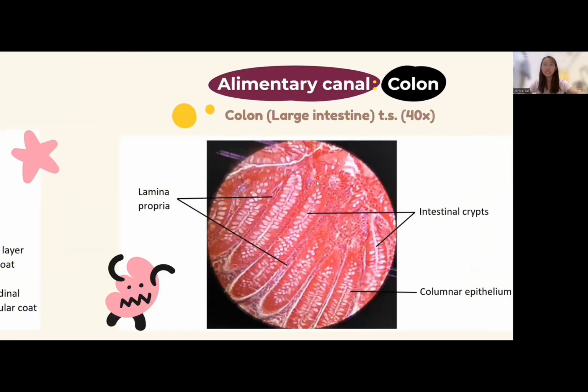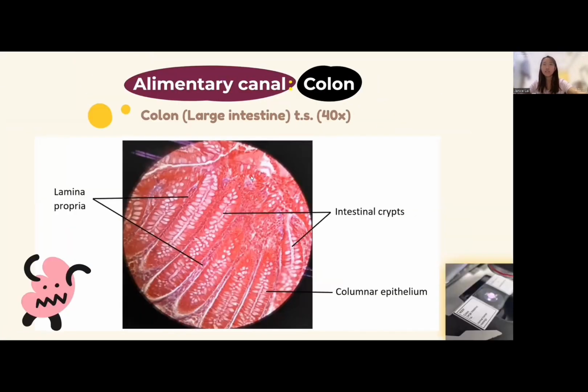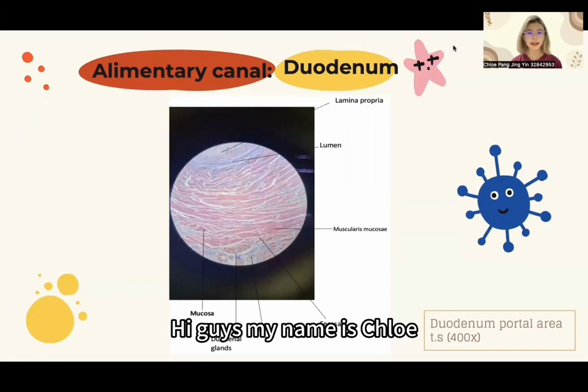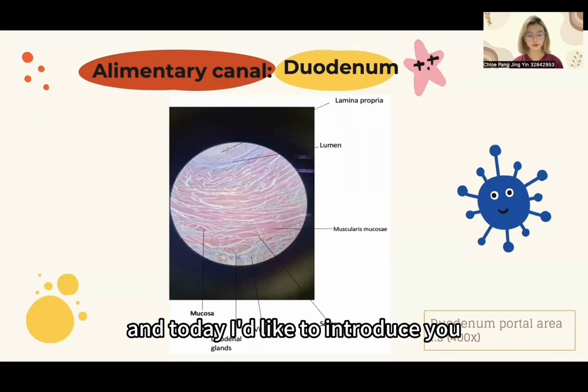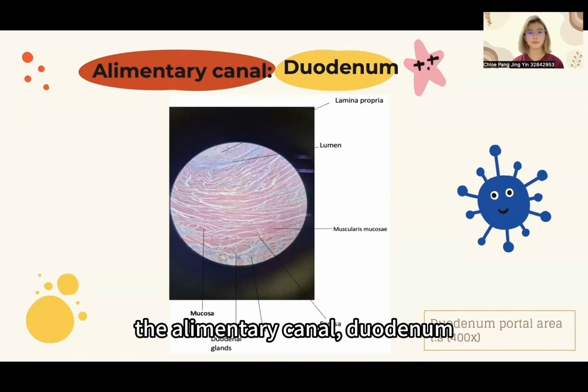Next, I will show you this slide under the microscope with a magnification of 40 times. As you can see, the white color here is the intestinal crypts, and all these spherical cells are called columnar epithelium, and this is the nucleus. The lamina propria is shown here. Yes, this is the lamina propria. Alright, that's all from me.